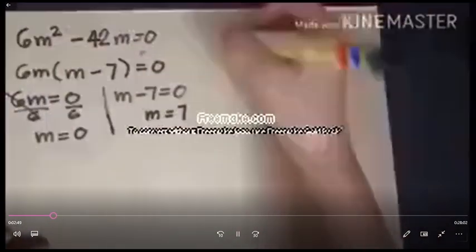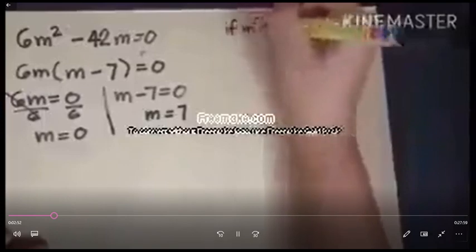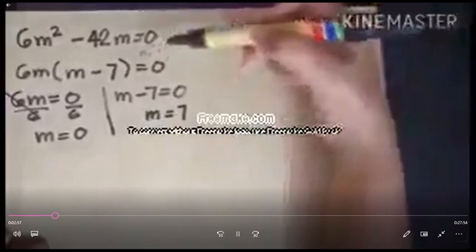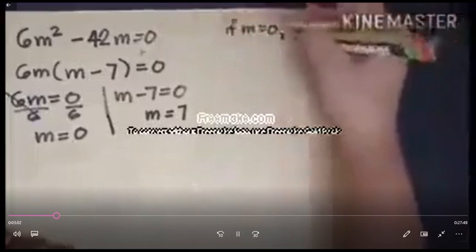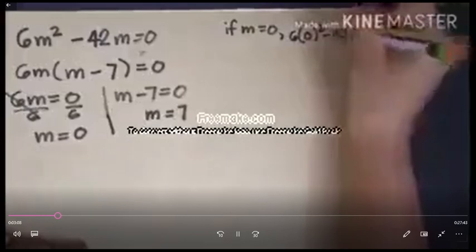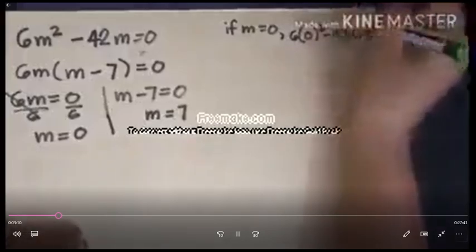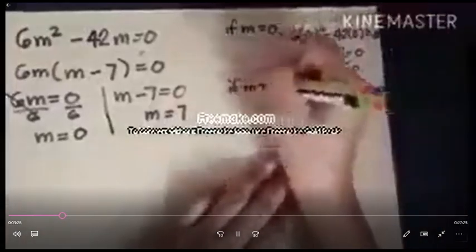Okay? So, if m is equal to 0, when we check, we still use the original equation. So, we replace m by 0. So, 6 times 0 squared minus 42 times 0. Is it equal to 0? Okay. So, 6 times 0 squared is 0, minus 42 times 0 is 0. So, 0 is equal to 0. So, check.